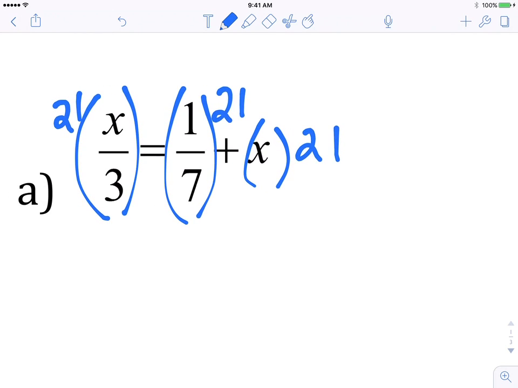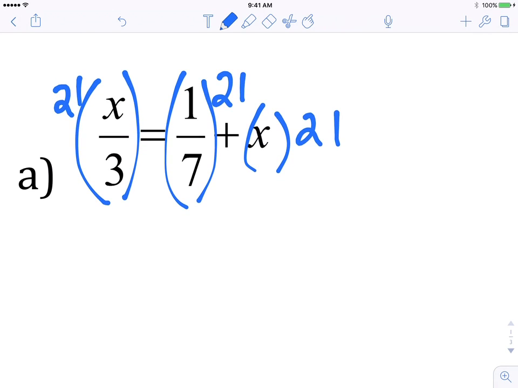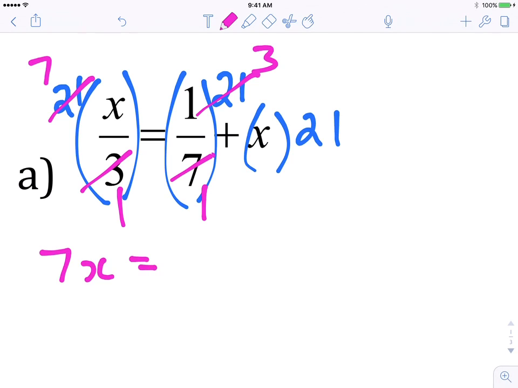Why are we doing that? So we can eliminate the denominator, because we know 3 will go evenly into 21, 7 will go evenly into 21, or you could say that 21 is divisible by 7 and 21 is divisible by 3 with no remainder. Now, if we want to cross reduce, we say 3 divided by 3 is 1, 21 divided by 3 is 7, 7 divided by 7 is 1, 21 divided by 7 is 3, and 21 times x is 21x. So we're left with 7x equal 3 plus 21x.